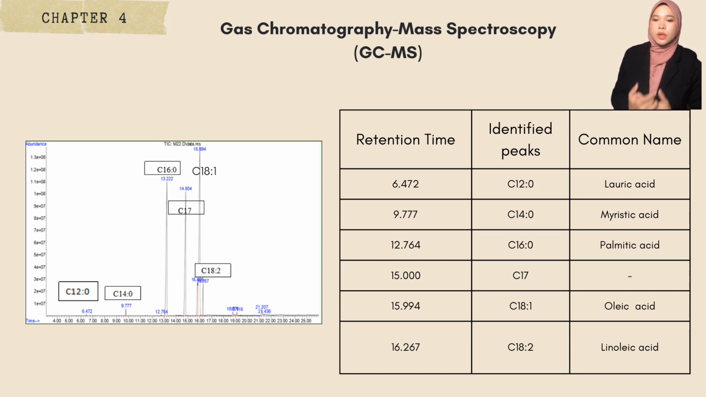Lastly, for the results and discussion, 6 methyl esters were detected by the GC-FID. The methyl esters consist of lauric acid, myristic acid, palmitic acid, oleic acid, and linoleic acid. So, based on this slide, the peaks are shown in the GC-FID.